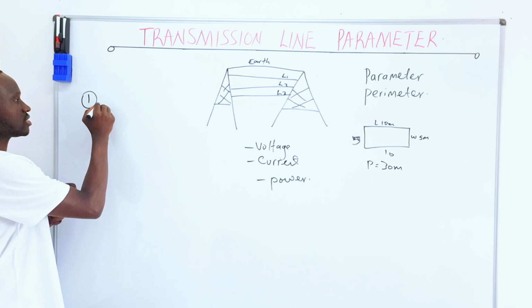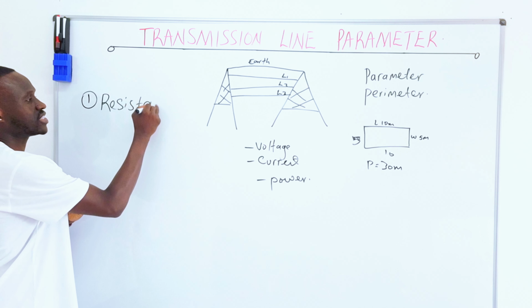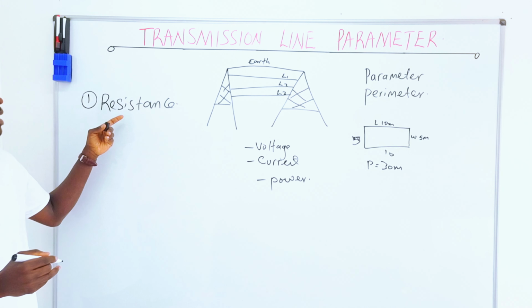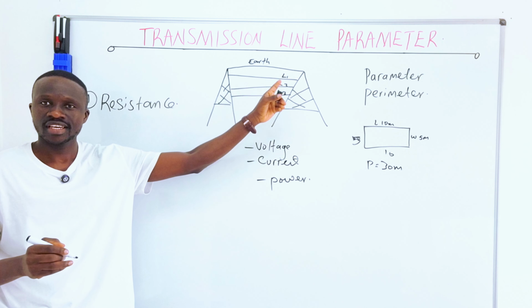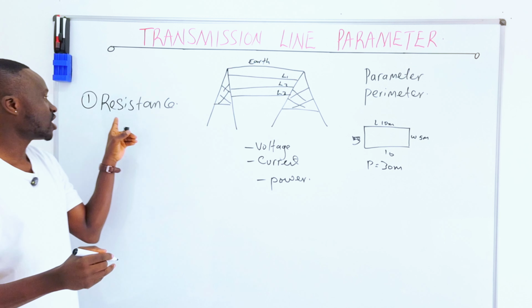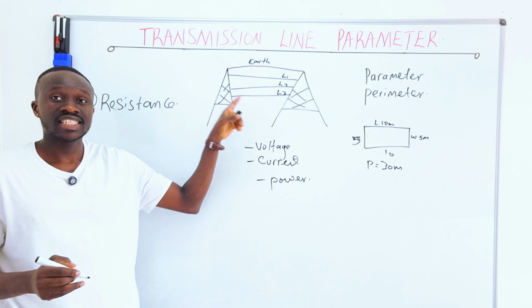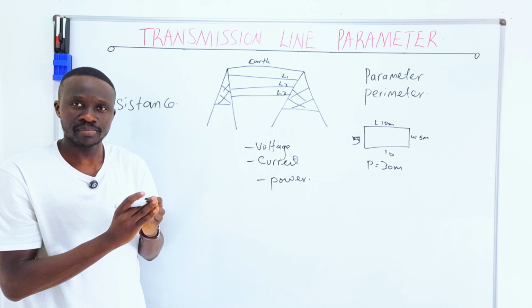Number one is resistance. This is the number one parameter in a transmission line. These are the transmission lines, but one of the parameters is resistance. A parameter affects the performance of a system.